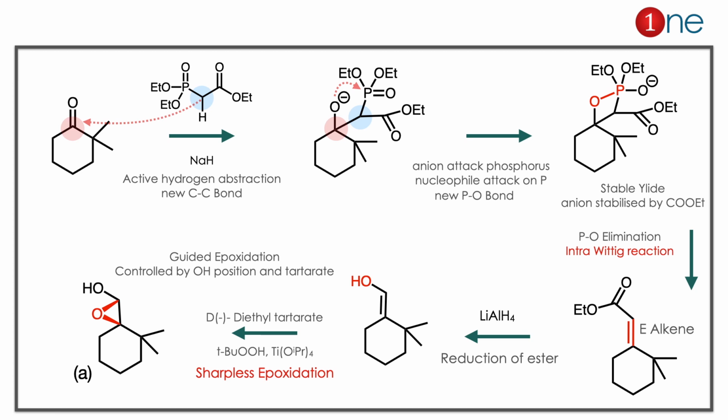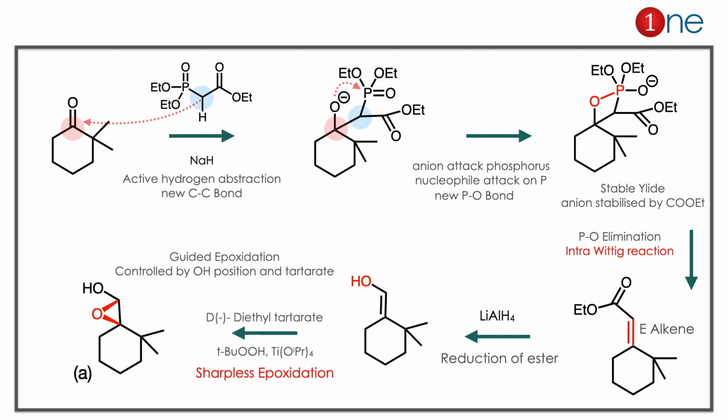Next step you are using lithium aluminum hydride. Lithium aluminum hydride reduces the carbonyl and you have alcohol there. So alcohol is in the left position. Then you are using diethyl tartrate and tertiary butyl peroxide, and you are using titanium isopropoxide. This reaction is called Sharpless reaction. What really happened is an epoxidation guided by OH. Here OH is on the left side, you have the minus tartrate, so the epoxide is above the plane.